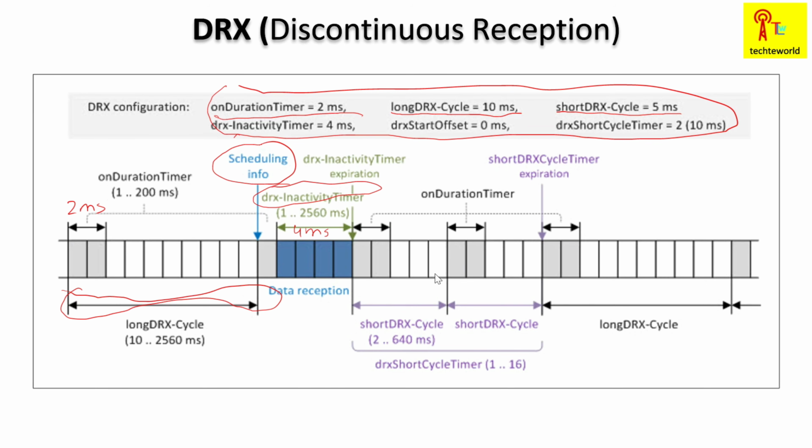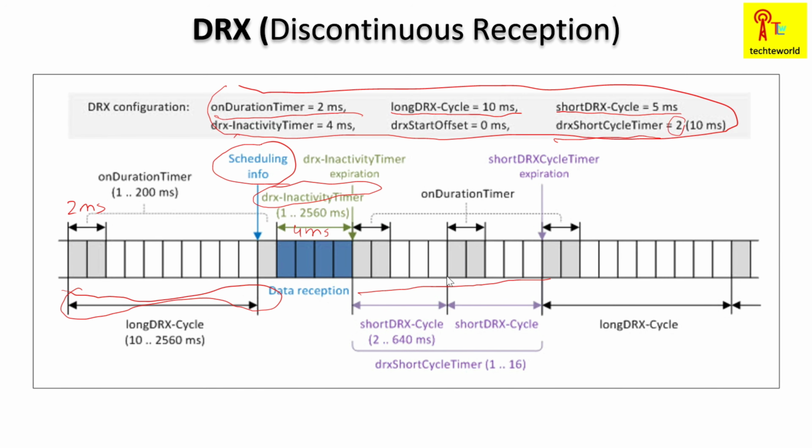So you might think why there are 2 times this short DRX cycle. If you see here, the DRX short cycle timer is of value 2. It means that it should be 2 cross 5, that is 10 millisecond. So this entire period is of 10 millisecond. Hope you got the real understanding of what this DRX short cycle timer is, right? So it is equal to 2.